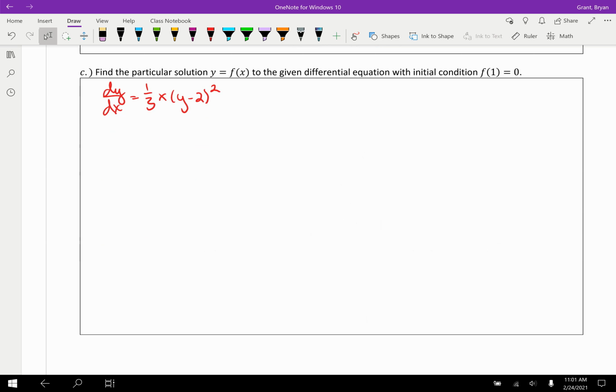Do you remember the first step? Move all the variables to one side. So I'm going to go ahead and do 2 steps at once. I'm going to multiply the dx to the right side and divide the y minus 2 squared to the left side. So that gives us 1 divided by (y minus 2) squared dy. Multiplying the dx, we'll move that onto the other side, 1/3 x dx.